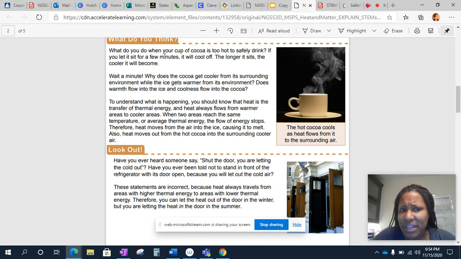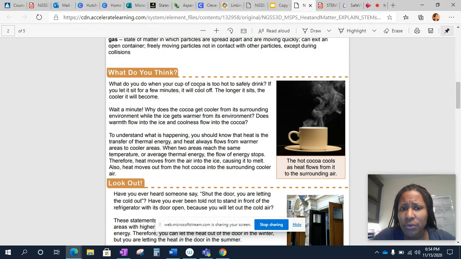Now, what do you think? What do you do when your cup of cocoa is too hot to safely drink? If you let it sit for a few minutes, it'll cool off. The longer it sits, the cooler it will become. Wait a minute. Why does the cocoa get cooler from its surrounding environment while the ice gets warmer from its environment? Does warmth flow into the ice and the coolness flow into the cocoa? I wonder what's happening here.